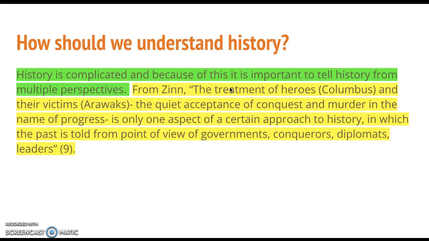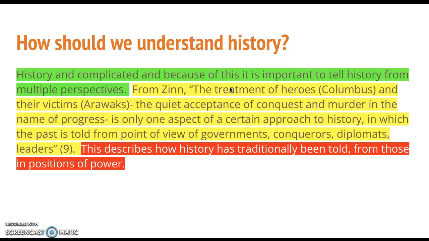So if we were writing a paper and we asked, how should we understand history? Right? And I said, history is complicated, and because of this, it is important to tell history from multiple perspectives. This is my claim, and then I give a quote from Zinn. The treatment of heroes, Columbus, and their victims, the Arawaks, the quiet acceptance of conquest and murder in the name of progress is only one aspect of a certain approach to history, in which the past is told from the point of view of governments, conquerors, diplomats, and leaders. So this is from a book written by Howard Zinn, on page 9.